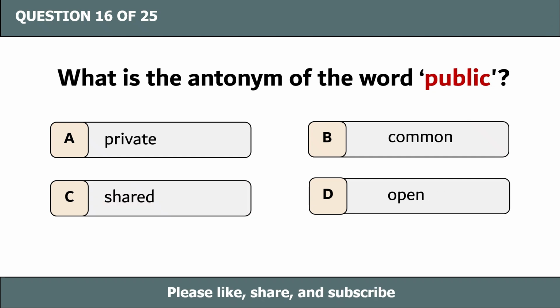Question 16. What is the antonym of the word public? The correct option is A. Private.